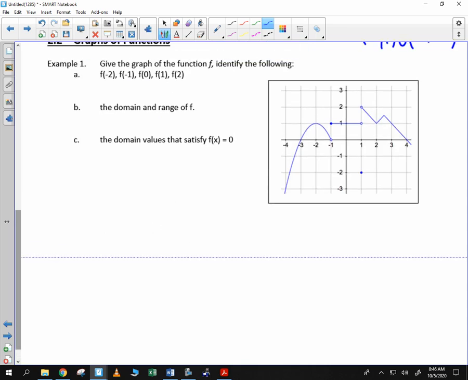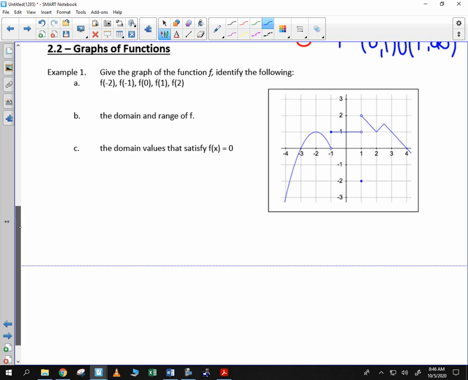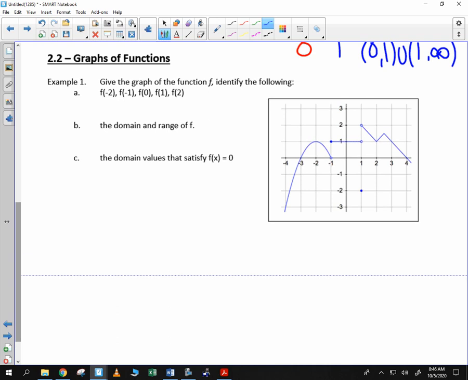Okay, as we start to talk a little bit more about graphs of functions, so now instead of looking at them analytically, you're going to be able to see them. Given the graph of the function f, identify the following. This notation, f of negative 2, means that if you plug in a value of negative 2, that's the x value. What's the corresponding y value? In that case, it would be 1.